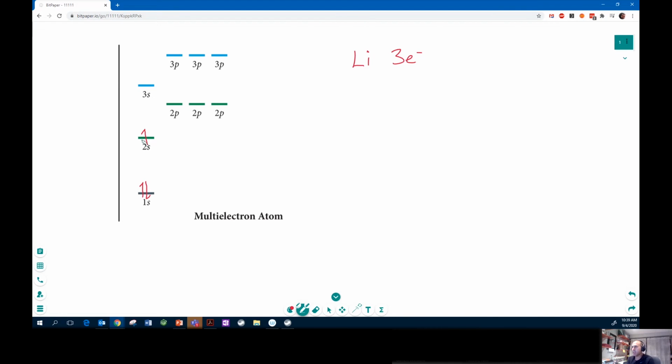So the electron configuration for lithium is going to be 1s2, 2s1. Now, it's not 1s squared. The 1 is what orbital, right? 1s, 2s, whatever. This is how many electrons are in that orbital. So this is the electron configuration for lithium. Really, you just continue the process that way.